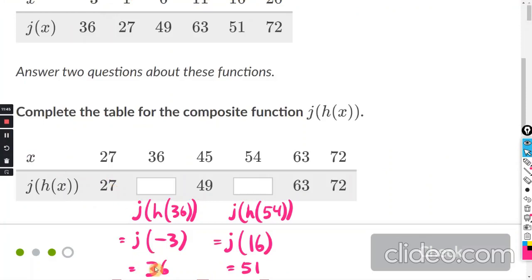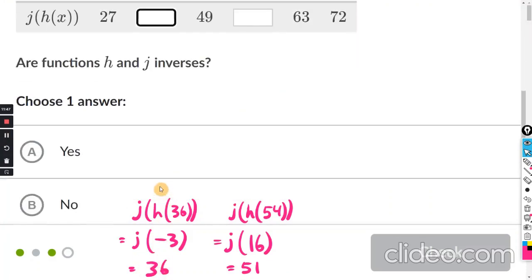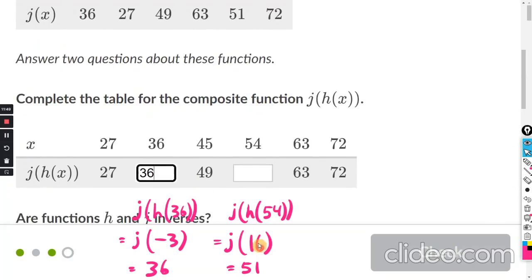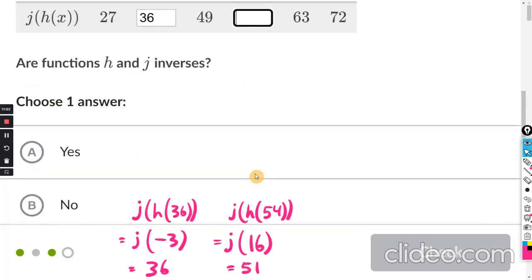So just enter these numbers in the box, 36 right here, and then 51 right here.